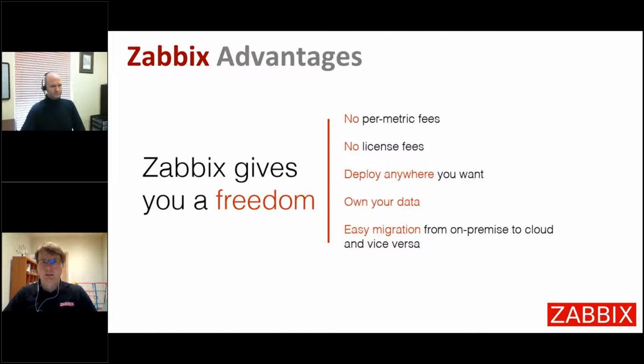Some very important advantages of Zabbix. As I have already mentioned, Zabbix is open source, and we are what is called true open source. So there is no corporate version of Zabbix. There is no limitation whenever you take our open source software. Whether you're trying to monitor 10 metrics or 10 million metrics, it is the same software. You don't need to buy any licenses. There are no fees. You can deploy Zabbix anywhere.